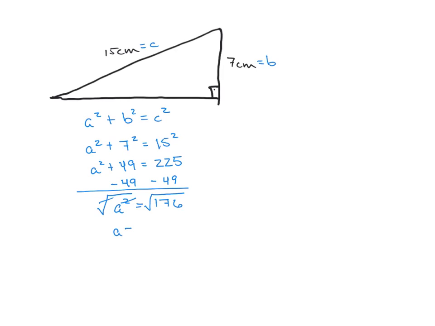And let's go ahead and round to the nearest thousandth. So I get 13.266. My next digit is a 4, which tells me to round down. So I get 13.266 centimeters.